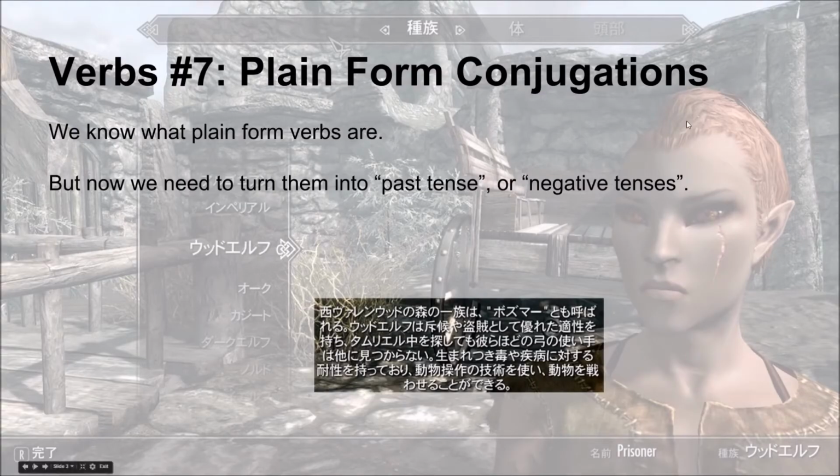Verbs number 7, plain form conjugations. We know what plain form verbs are, but now we need to turn them into past tense or negative tenses or the negative past tense and so on. Right here, I got a background picture from Skyrim, the Wood Elves, because this is just a casual little screenshot describing what a Wood Elf is and how good they are in the game.